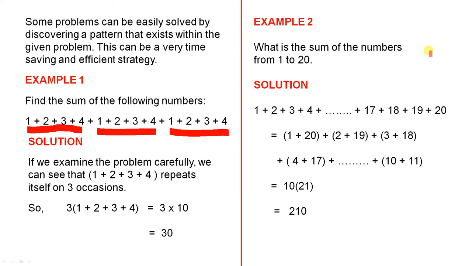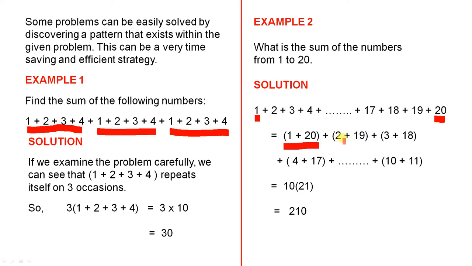Example 2. What is the sum of the numbers from 1 to 20? Now this is a little bit more involved, so we have to be very shrewd here. So the solution. We're basically finding the sum of all the numbers up to 20. Now, we're going to be very clever here and rearrange these numbers. So the sum of all these numbers can be rewritten as 1 plus 20. So we take that 1 there and we add it to 20.